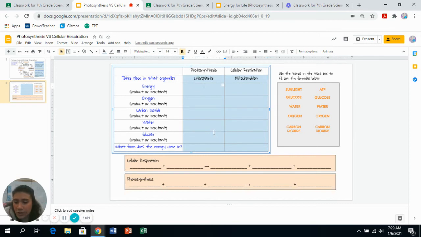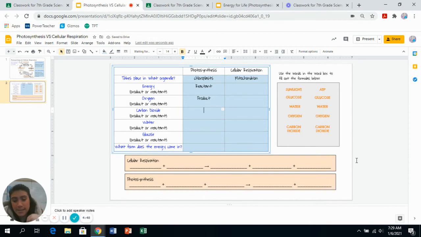All right, so energy is a product or a reactant of photosynthesis. So we know that energy is needed, so that sunlight is needed for photosynthesis to occur. So that goes in, so that is going to be a reactant. That is what's going into the reaction. We also know that oxygen is not needed for photosynthesis, but it is produced by photosynthesis because that is what we breathe in. So we know that that is going to be a product.